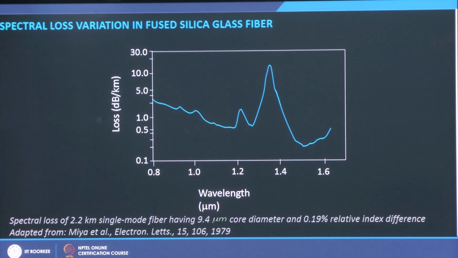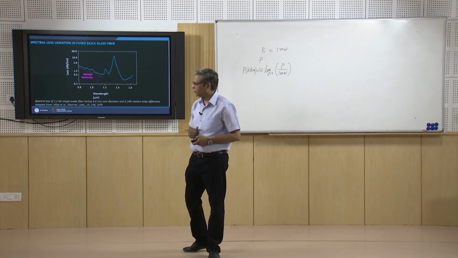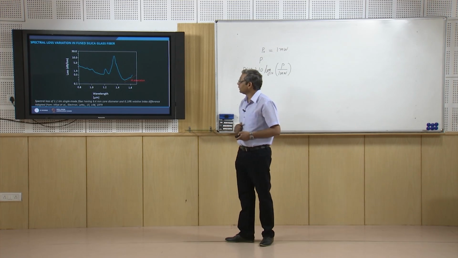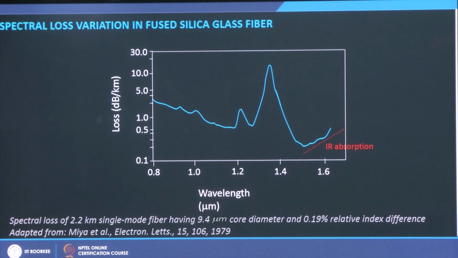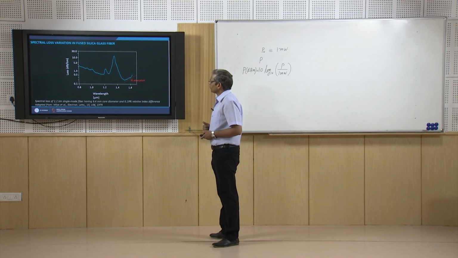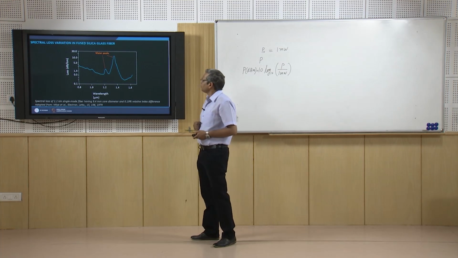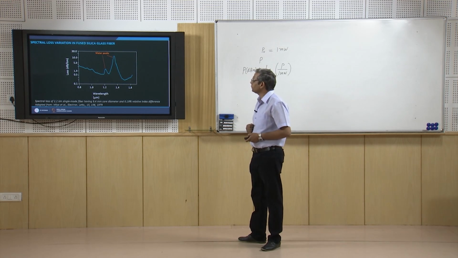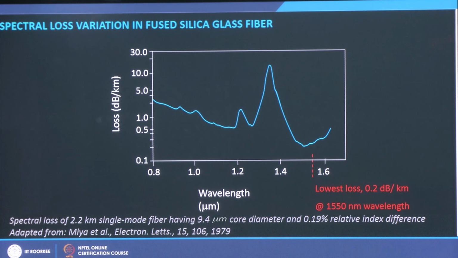If you look at this, I see certain trends here. One is Rayleigh scattering. You can see that towards shorter wavelengths the loss increases, and if I see this trend carefully, it goes as 1 over lambda to the power 4. So it is Rayleigh scattering. Another trend that I see is infrared absorption. It is the tail of infrared absorption which extends into this region, and these two very high peaks are water peaks, OH ion absorption, and here I have the lowest loss at 0.2 dB per kilometer, which occurs at 1550 nanometer wavelength.